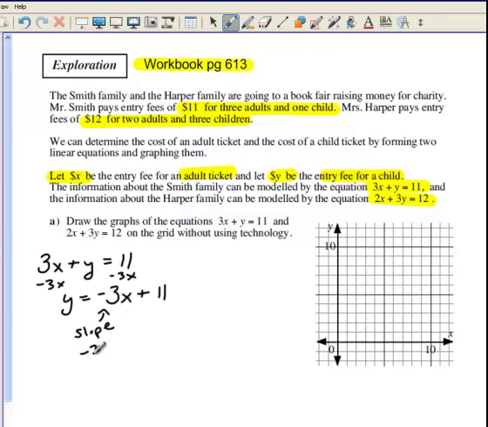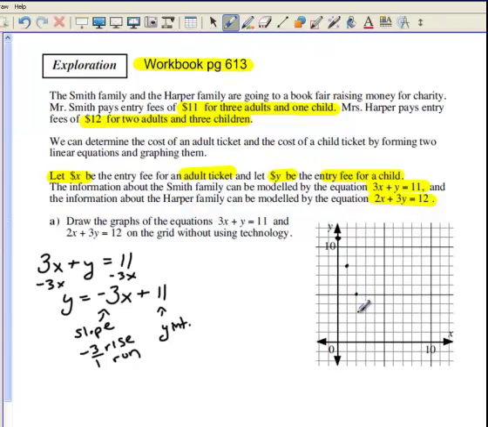This will be -3 over 1. Remember, that's a rise over run. So a rise of -3 means move down 3 units and over 1. And then 11 is my y-intercept. So I'm going to start with my y-intercept of 11, and then my rise over run, or my slope, is 1, 2, 3 units down and 1 unit to the right.